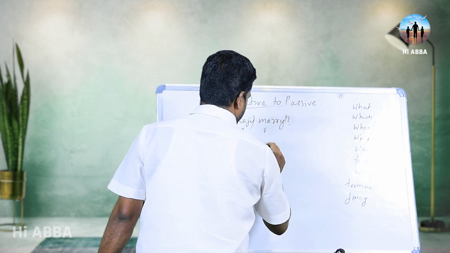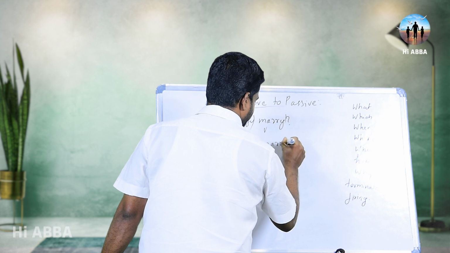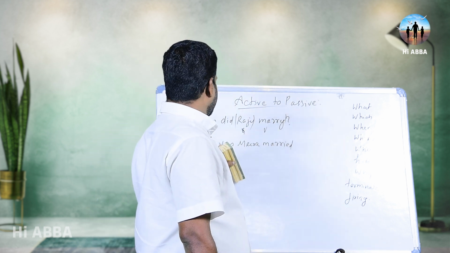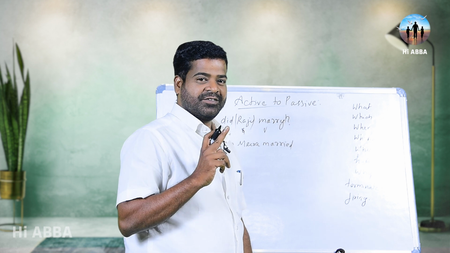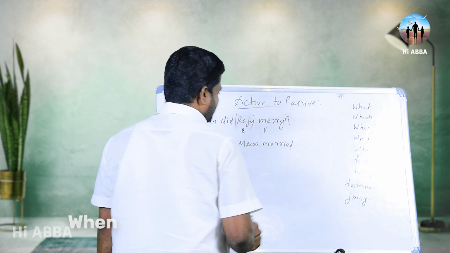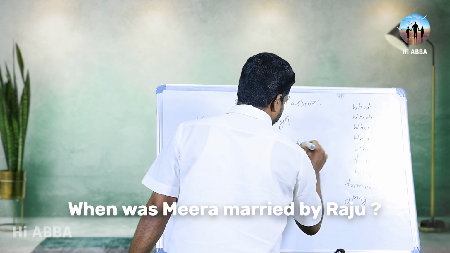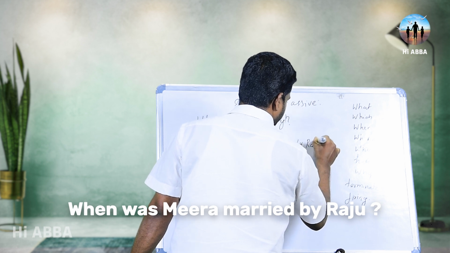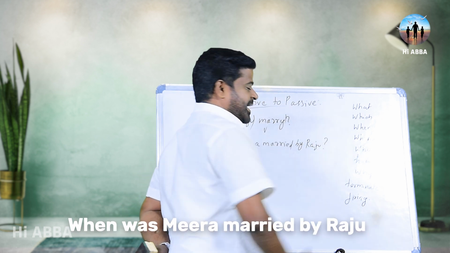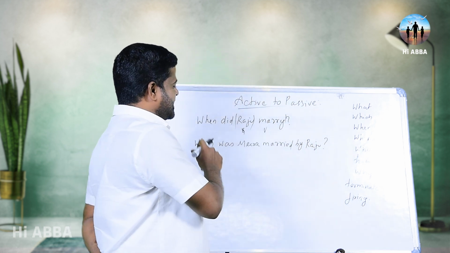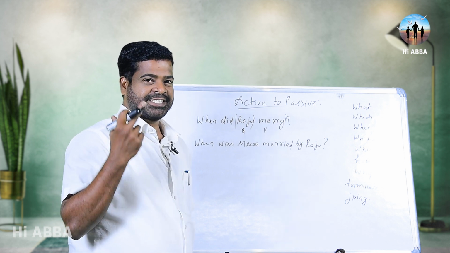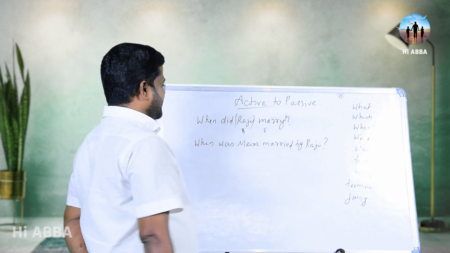V3 of marry is married. Now we have created an object, we cannot omit the object here, very important, because someone else will marry Meera. So we'll have to write the object there, married by Raju. So this is passive voice. So in this sentence we have seen agent creation. We have sensed that one. So we have seen that clearly now.